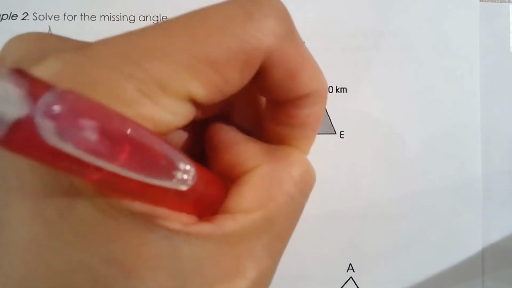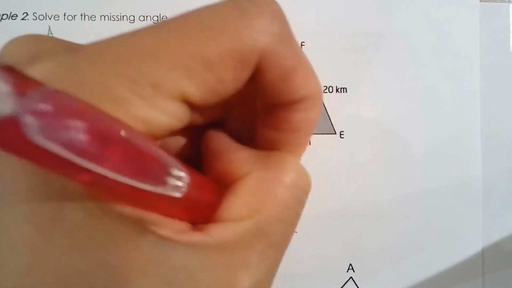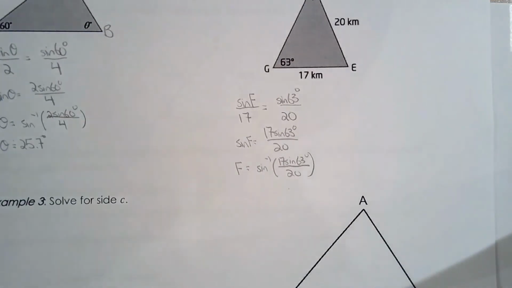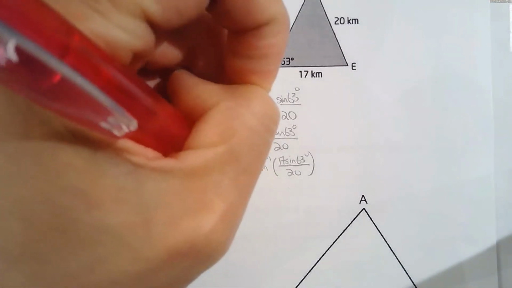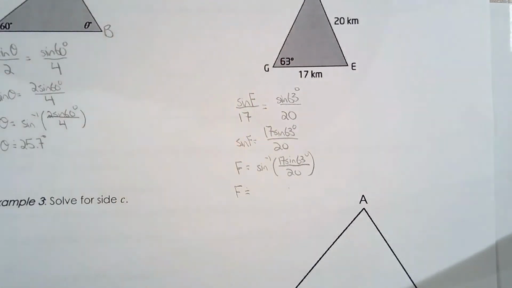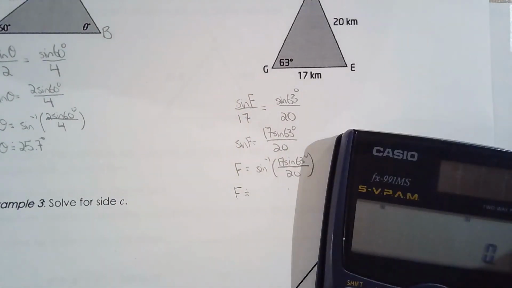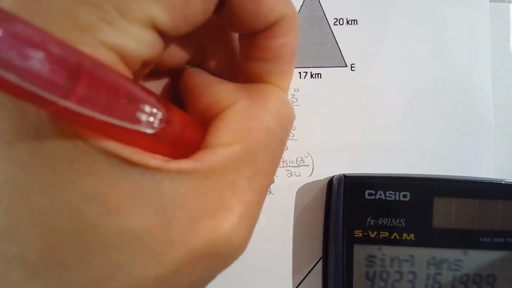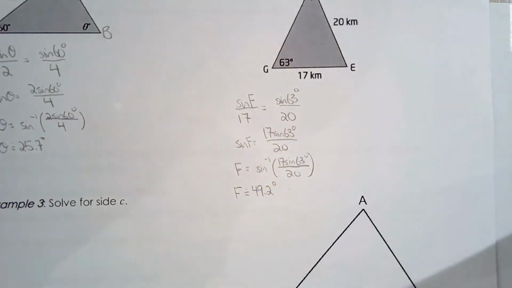Let your calculator do all the work. Don't do any intermediate calculations. Like, I don't really want to know what sine 63 degrees is. I just want to let my calculator do all the work, okay? And it makes your life easier too when you only have to type in at the very end. 49.2 degrees. That's actually a little lesser than what I thought it was going to be.